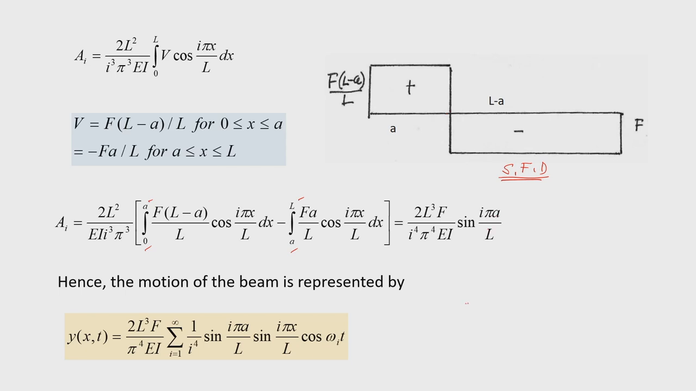So hence the expression for the deflection will now be y(x,t) equal to 2L³F divided by pi to the power 4 EI, summation i equal to 1 to infinity, 1 divided by i to the power 4 into sin(i pi a/L) sin(i pi x/L) cos(omega_i t).